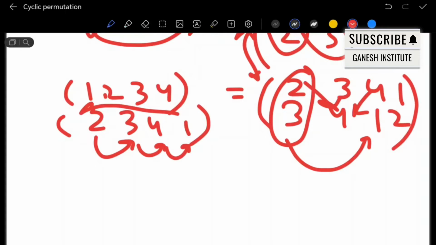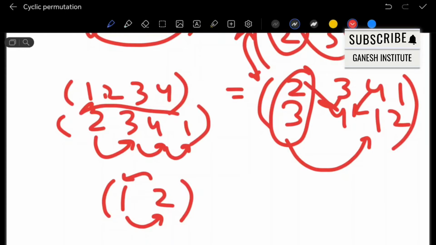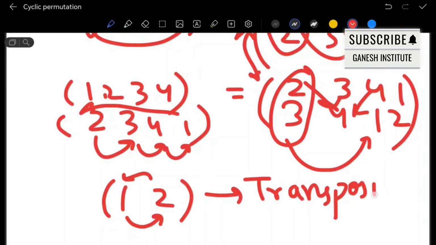Whenever you have a cycle of length 2, for example (1 2), that means 1 is connected with 2 and 2 with 1. This cycle is known as a transposition, when you have a cycle of length 2.